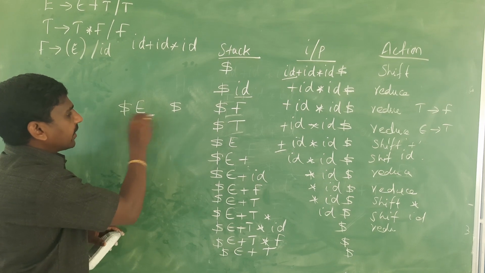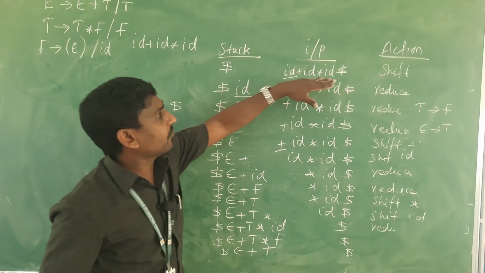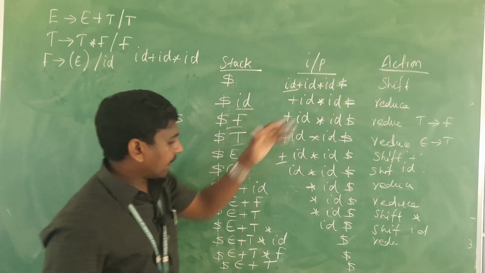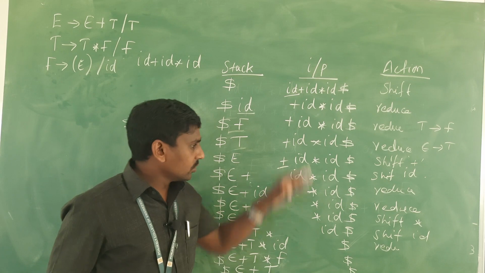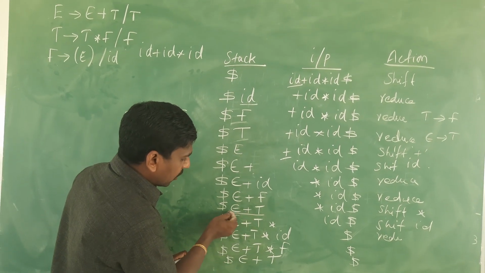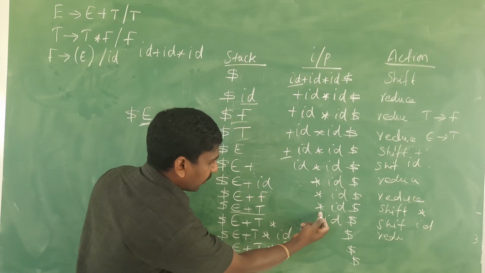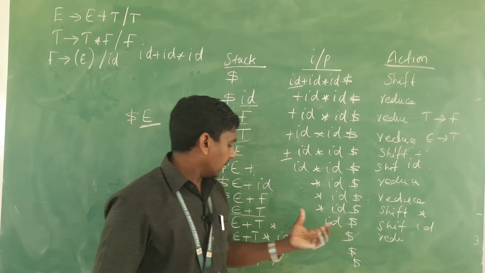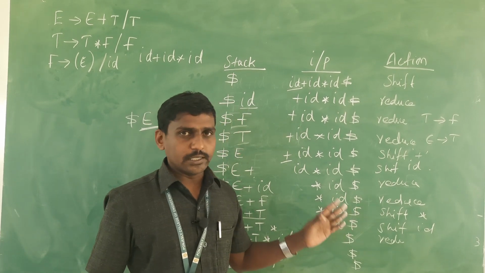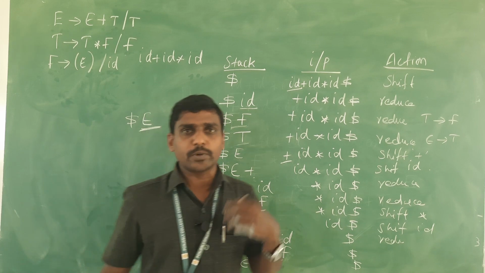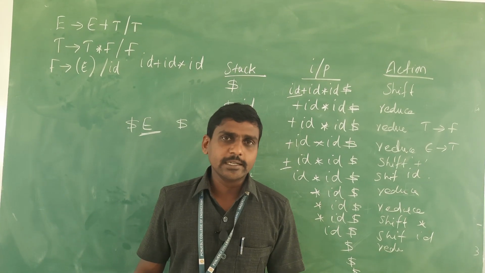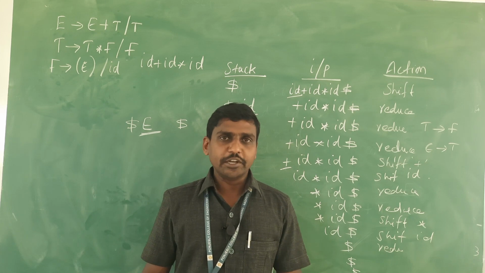So we took the input and derived the start symbol. This is the way of stack implementation. The only drawback is that even though we have a handle, I am going for reduce. That is the drawback of the shift reduce parser. In order to overcome this drawback, we go for another parser, called the operator precedence parser. I will teach you that in the next video class. Thank you.